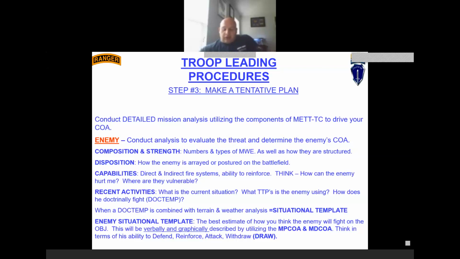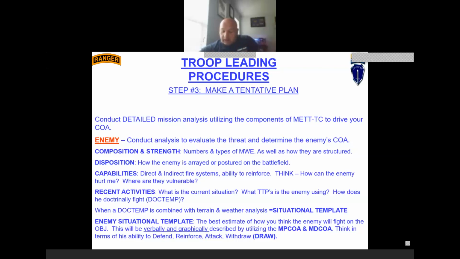Okay. Composition and strengths. Your analysis must determine the type of vehicles, soldiers, and equipment the enemy could use against you and his unit. You should be familiar with the basic characteristics of the unit's platforms. Disposition. From higher's order, the squad leader or PL will determine how the enemy is arrayed on the battlefield. Capabilities. Based on the S2 assessment, enemy doctrine, and current location, a leader must determine the enemy's capabilities, and most of this analysis will be conducted by the platoon leader.